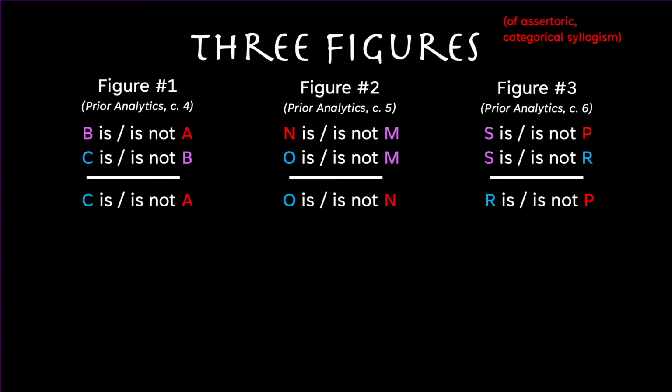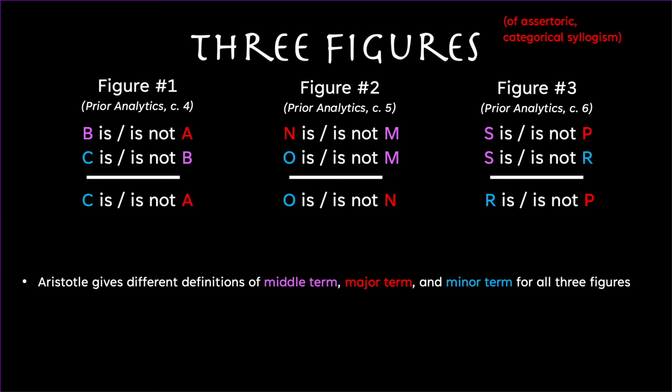In all three figures, there are three terms. The middle term occurs twice in the premises and not at all in the conclusion, whereas the subject term of the conclusion and the predicate term of the conclusion are called the minor term and the major term respectively. The minor term appears once in the premises, in the minor premise, and the major term appears once in the premises as well, namely in the major premise.